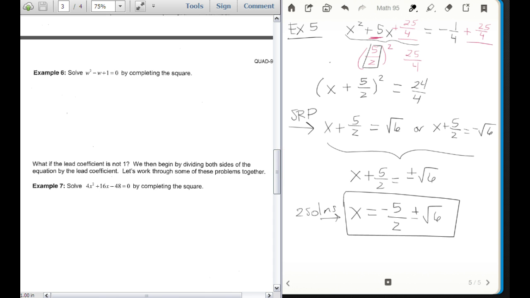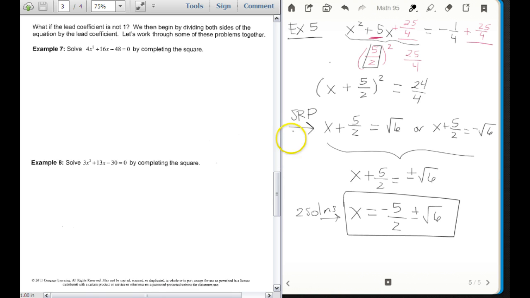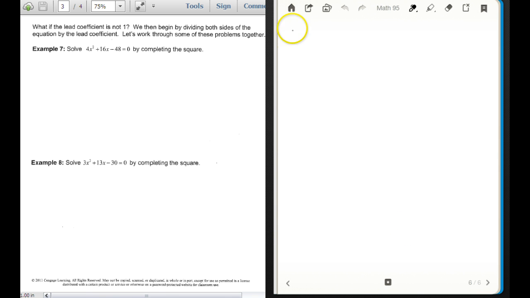I will let you try number 6, but I want to work down here when we ask ourselves the question, what happens if the leading coefficient is not 1? Now remember what the leading coefficient means. That means the number that lives out front of the x squared, right? Okay, that's the leading coefficient. In all the ones I've done so far, the leading coefficient has been 1, right? So let's consider an example when it's not, okay?